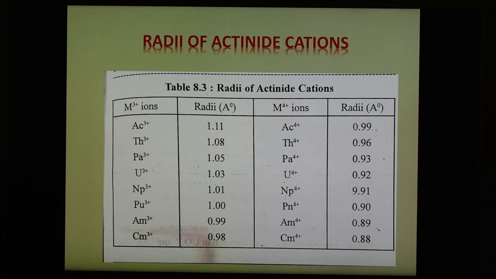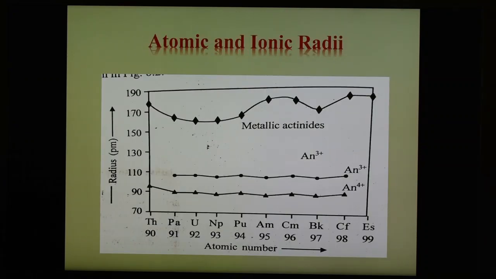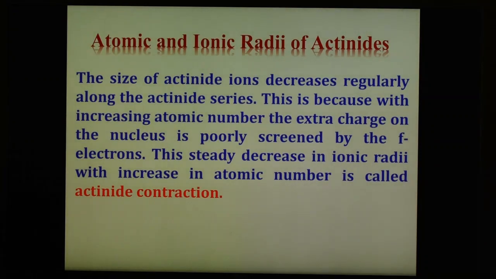And here the size of actinide ion decreases regularly along the actinide series. This is because with increasing atomic number, the extra charge on the nucleus is poorly screened by the f electrons. This decrease in ionic radii with the increase in atomic number is known as the actinide contraction, similar to the lanthanide contraction.